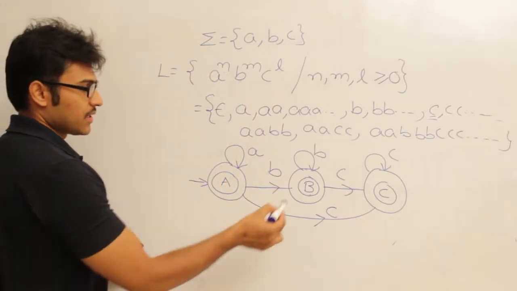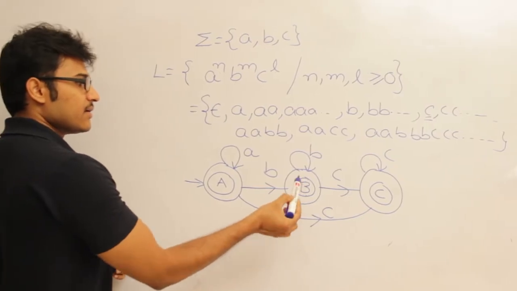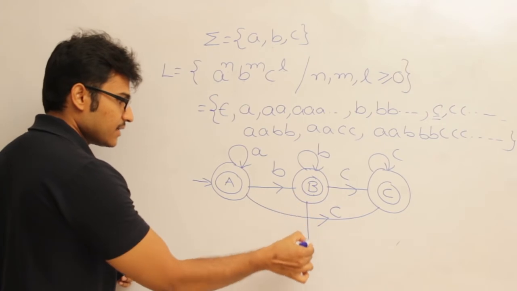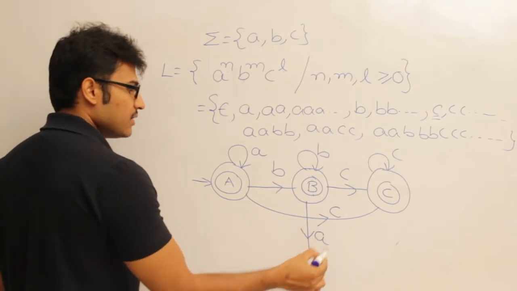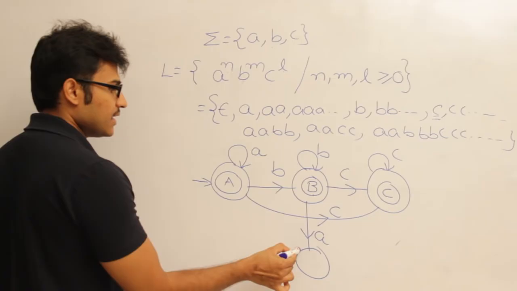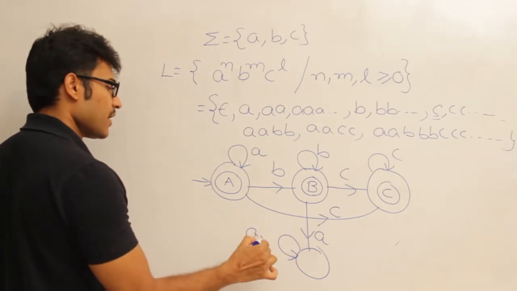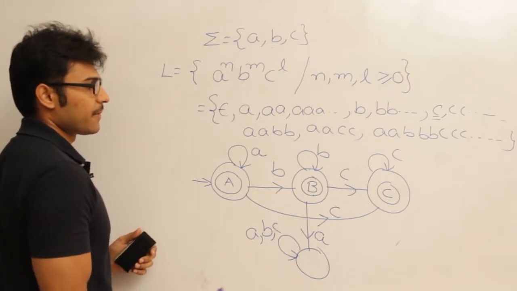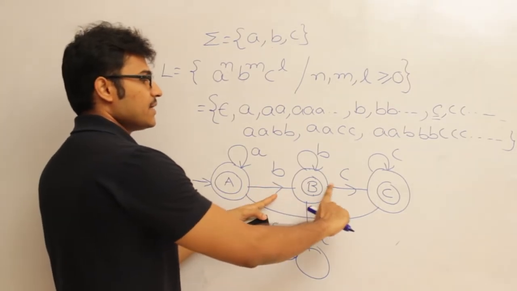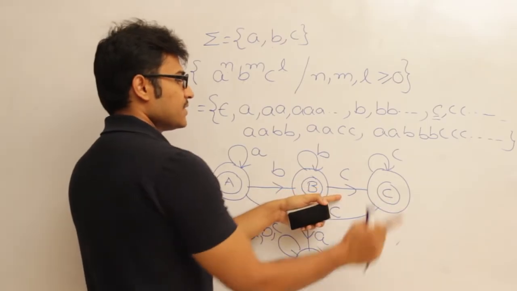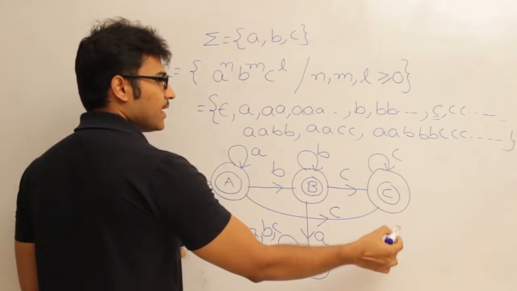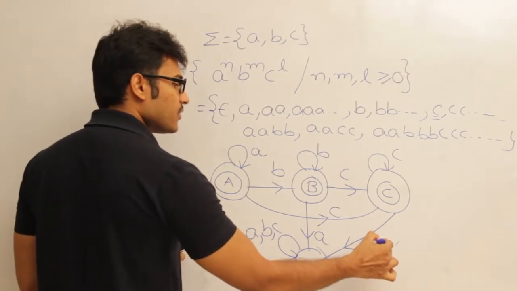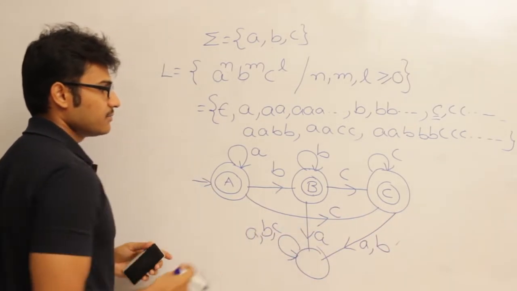Okay. Now, next one. If I reach this state, it means that I have seen at least one b. After seeing at least one b, I should not see any a's. If I see any a's, I am going to kill that string. I don't care what comes after it. And after b and c, if I am in state C, I can see a or b. If I see a or b after seeing a c, I have to kill it.